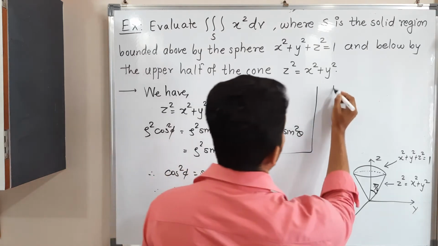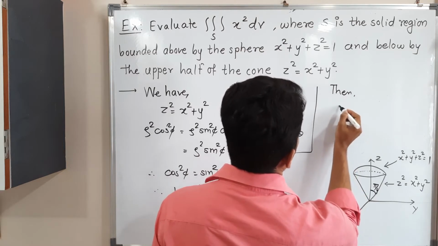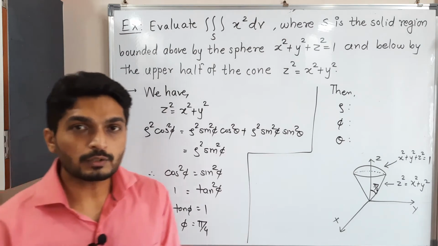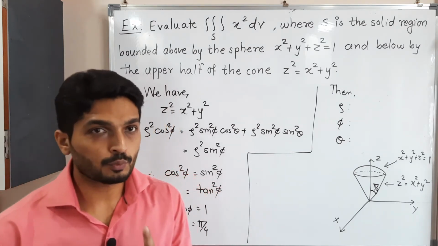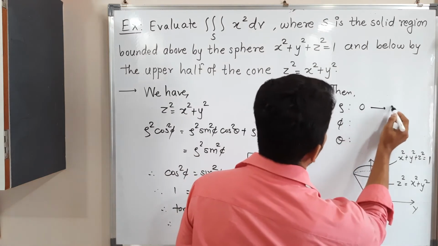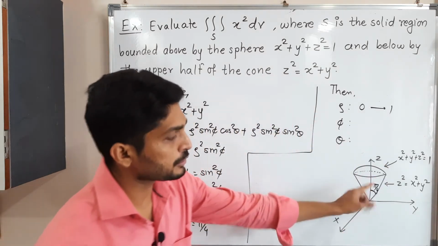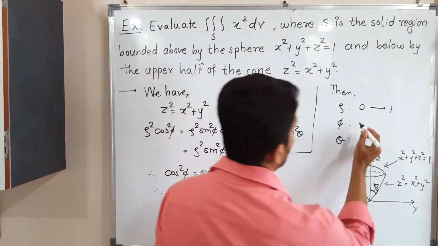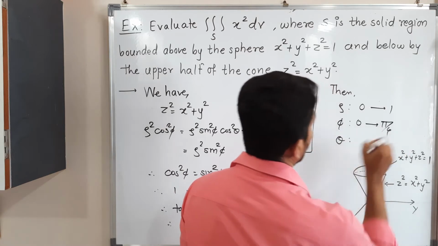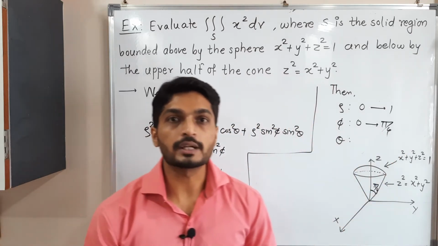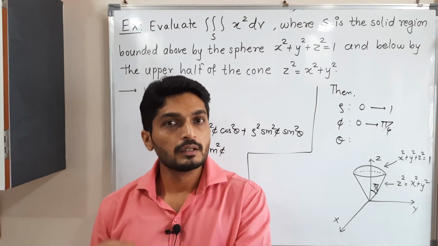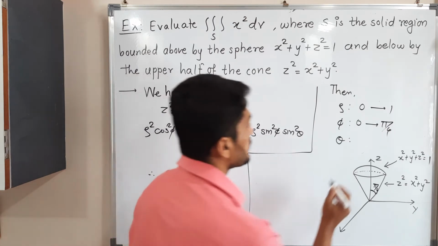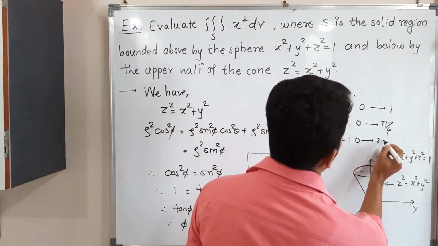Then the limits of rho, limits of phi and limits of theta. Rho means radius, and the radius is 1, so rho will vary from 0 to 1. Phi: they have clearly mentioned that the cone has angle pi by 4, that means 45 degrees, so it should be from 0 to pi by 4. Theta means rotation about the z axis. We have to take a complete rotation about the z axis, then only we can cover the complete cone. So theta should vary from 0 to 2 pi.